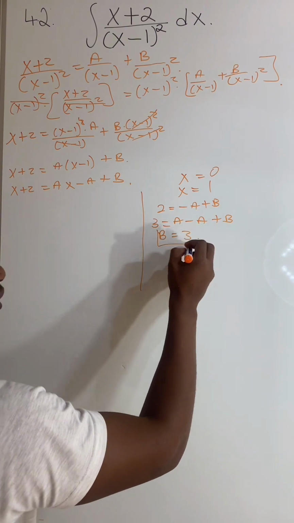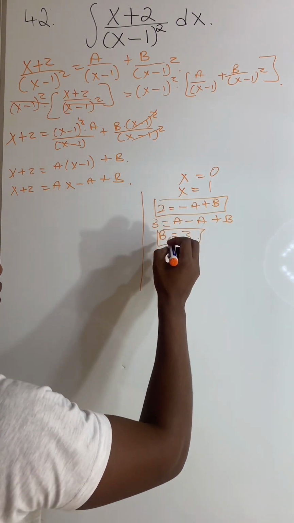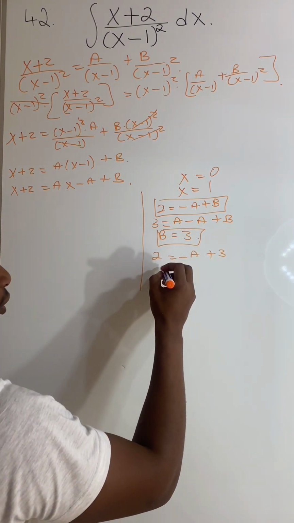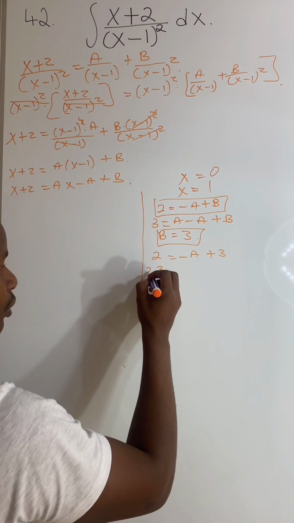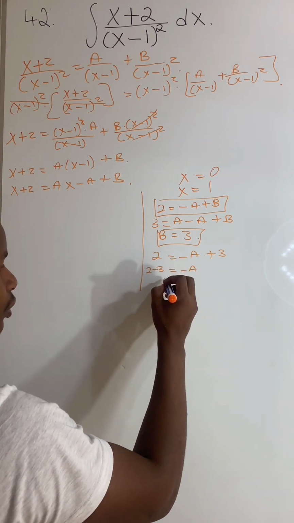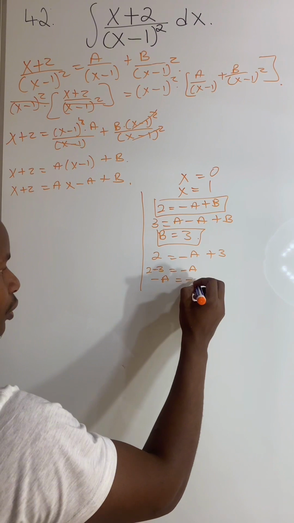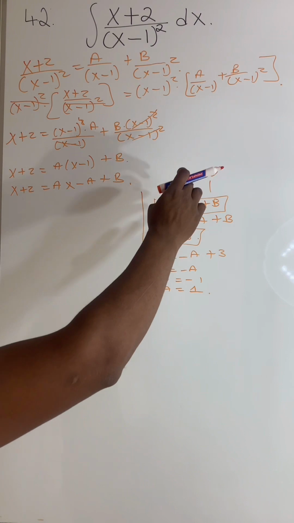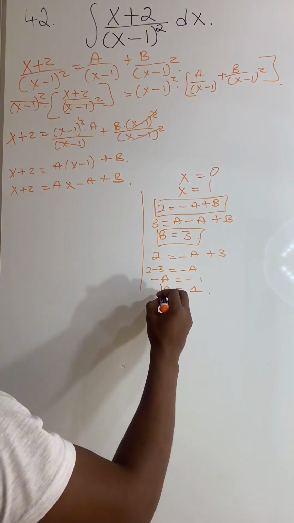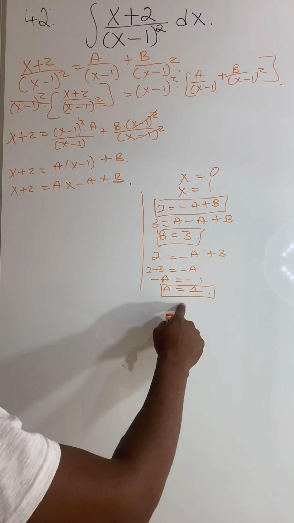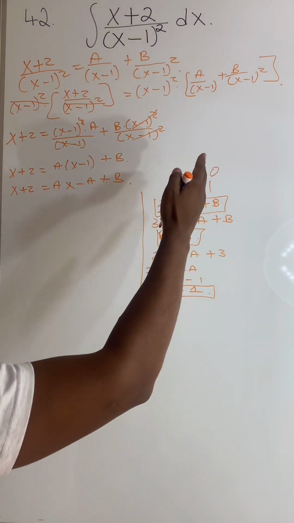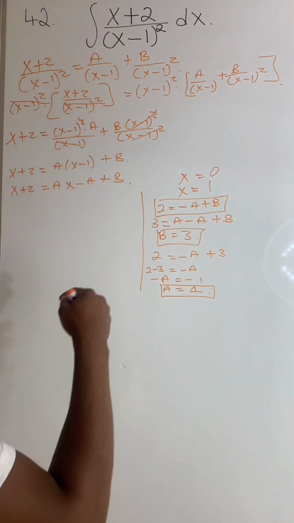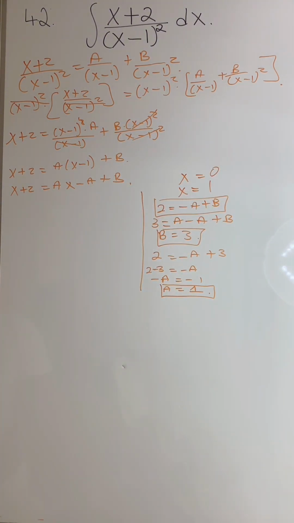So we can substitute our B into that equation. So when we substitute x is equal to 0 and x is equal to 1, we get that A is equal to 1 and B is equal to 3. You can substitute with any number, but the easiest numbers that you can work with are 0 and 1.